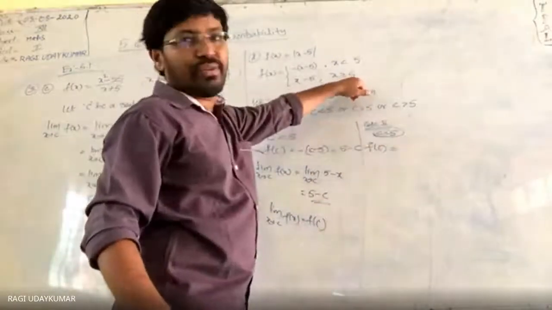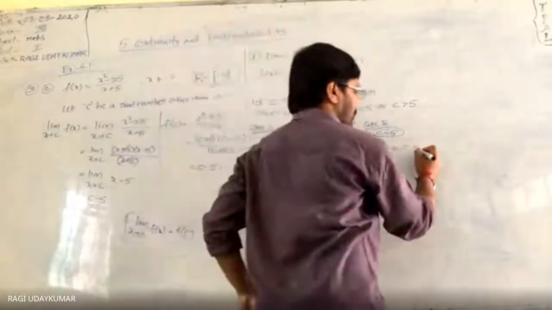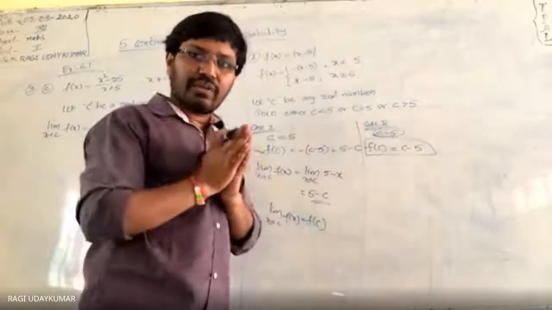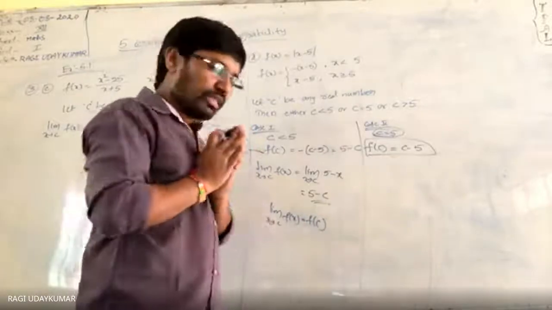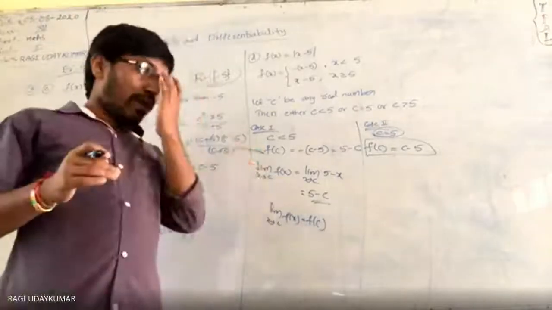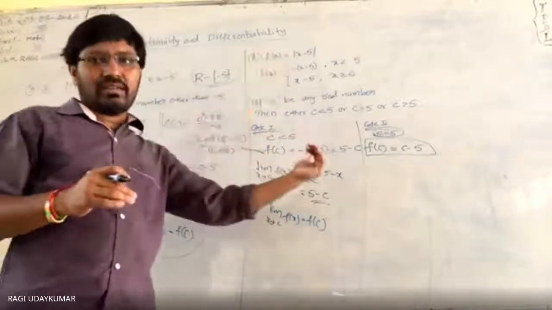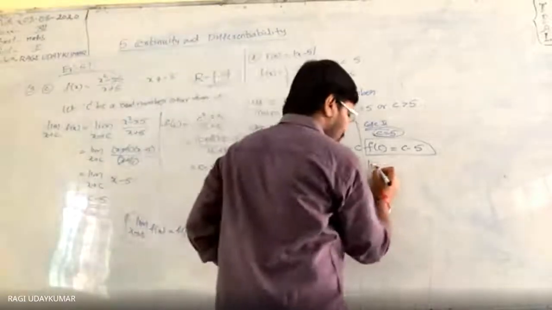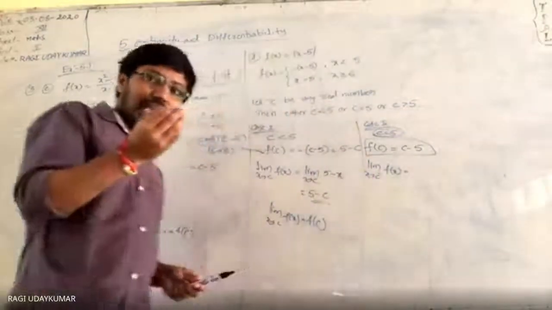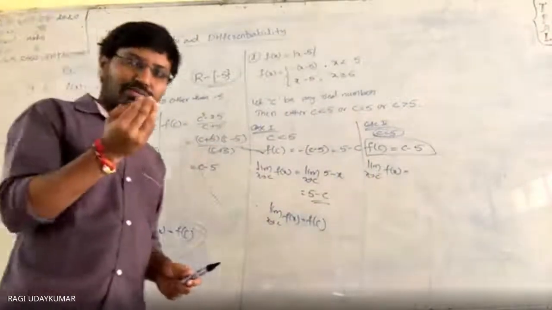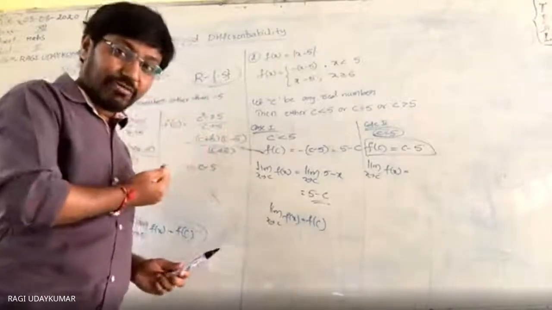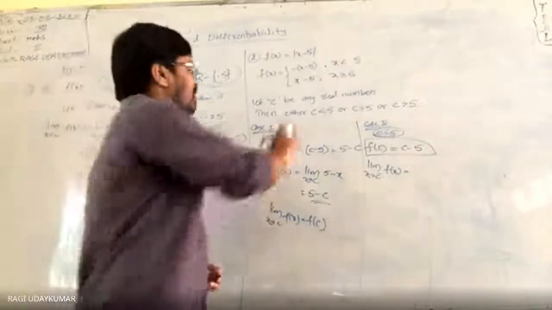Because c equals 5, the function is x minus 1, so f of c value is c minus 1. The limit x tends to c of f of x cannot be found directly, because at this particular point 5 the function is splitting. That's why you need to find the limit x tends to c minus of f of x, the left side of 5. The left side of 5 is nothing but less than 5, which means the function becomes this.